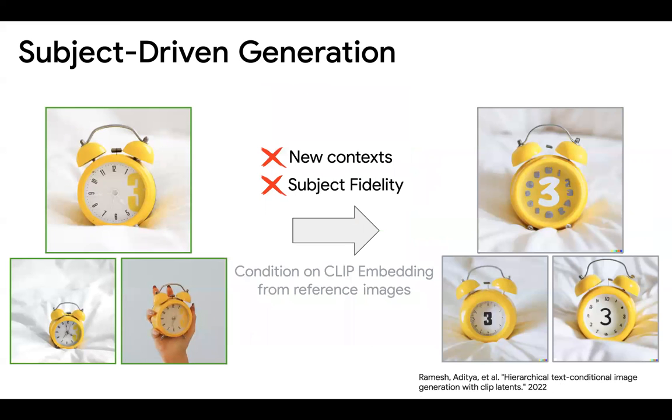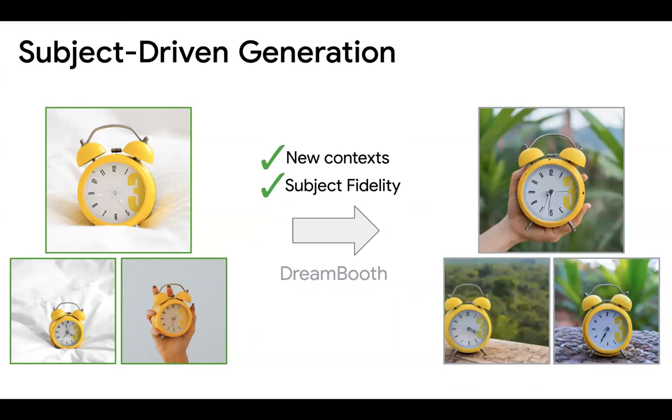Can we do this using something like conditioning on the CLIP embedding from a reference image? In this DALL-E 2 example, we show that some subject details are captured. We have a yellow alarm clock with a number 3 on the clock face, but some details are not. The large yellow number 3 on the right side of the clock face is not captured. Additionally, we are not able to vary the context. Using DreamBooth, we are able to tackle both obstacles and can generate new images of the subject in new contexts while preserving subject details with high fidelity.